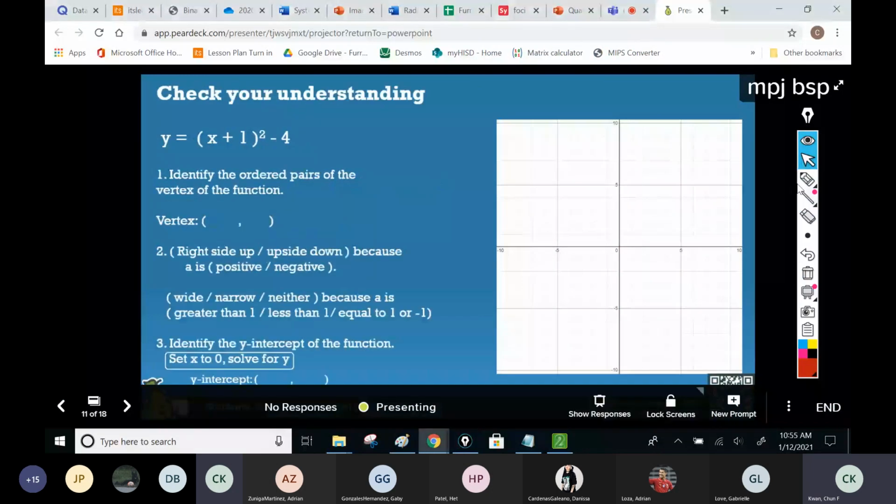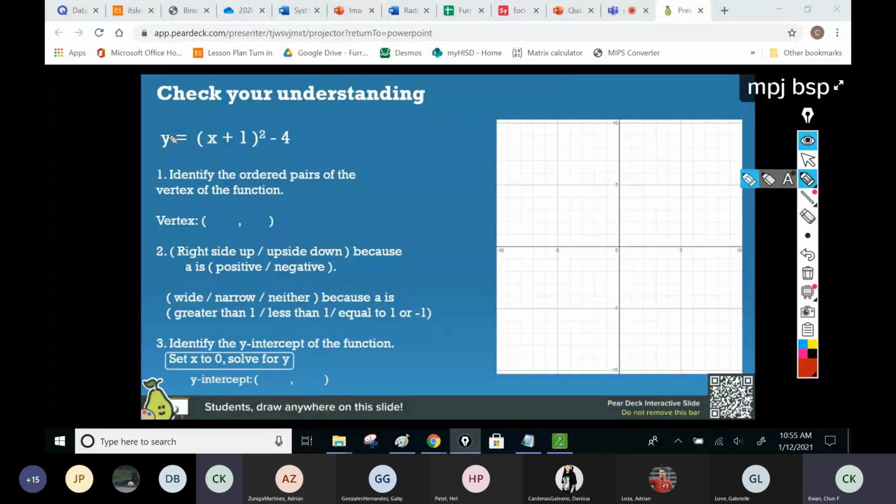All right, now I want you guys to try this problem out. Go to Quadratic and work on this problem. I'm giving you this quadratic function. This is a vertex form. I want you to identify the ordered pair of the vertex. So find the H and the K.